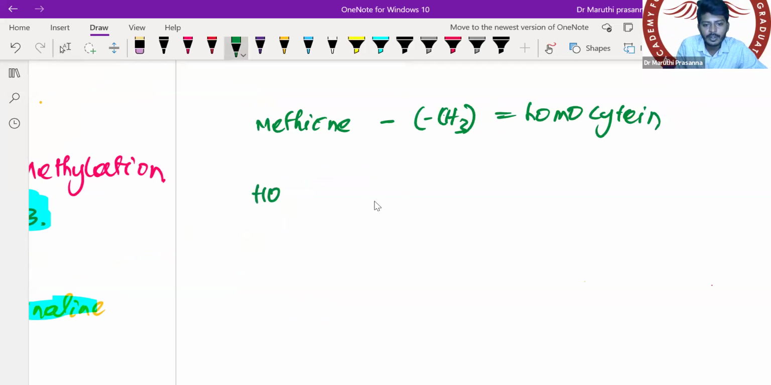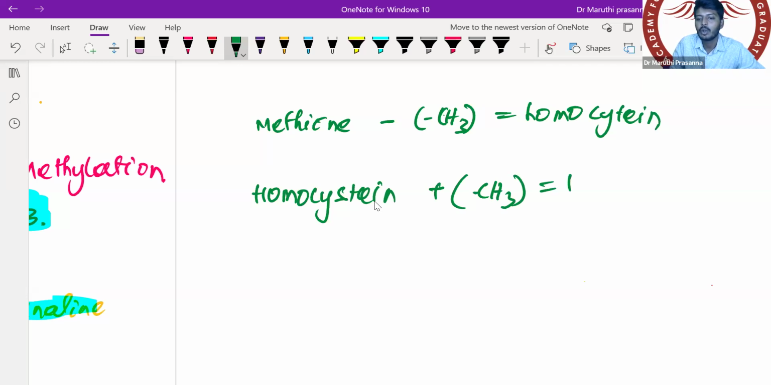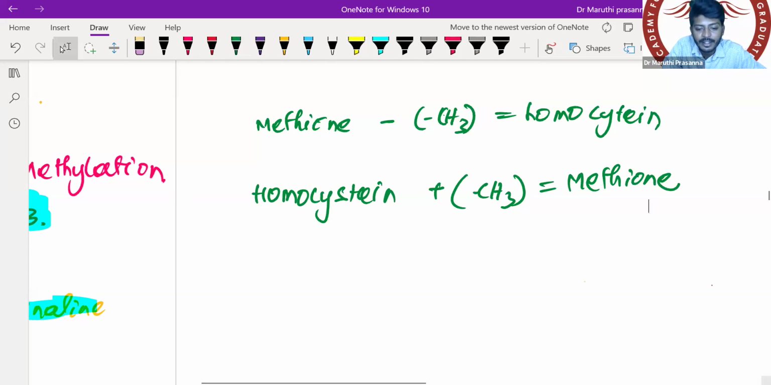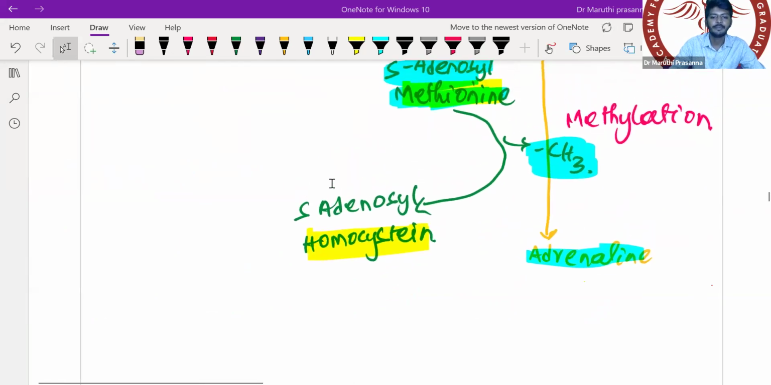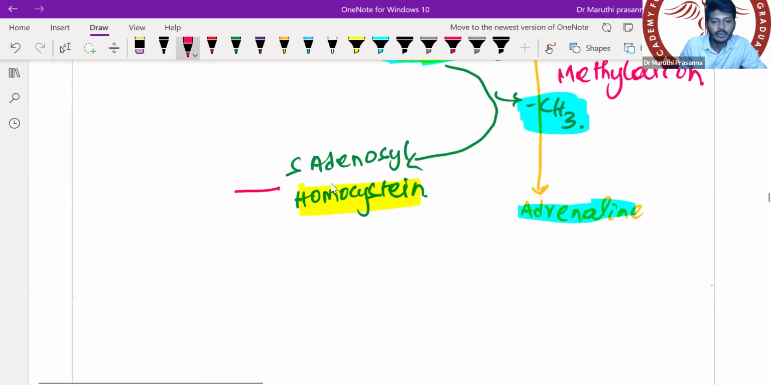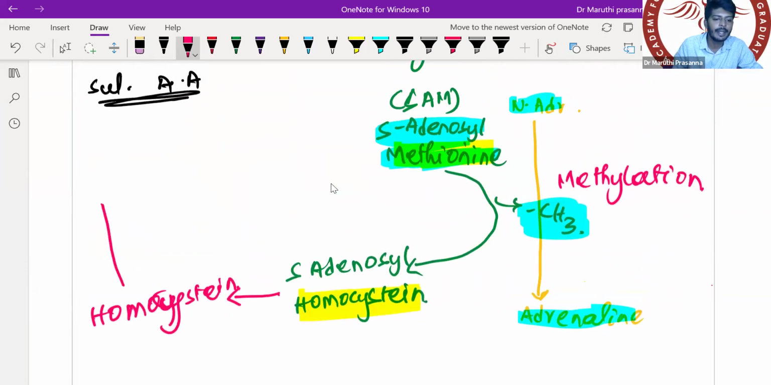Now if you have homocysteine, and to the homocysteine you add one methyl group, that is equal to methionine. So what is the difference between any form of methionine and any form of homocysteine? Difference is this much only. Difference is, my dear students, the CH3 group. Now adenosyl homocysteine will get converted into homocysteine. Now this homocysteine will form methionine.